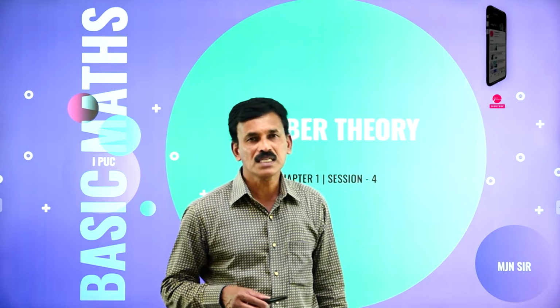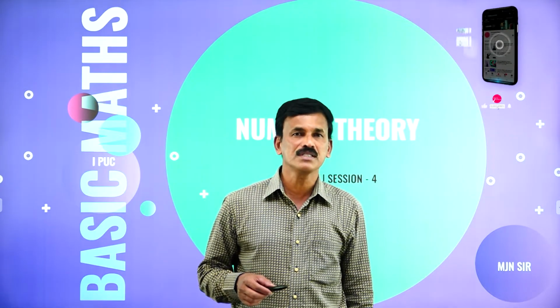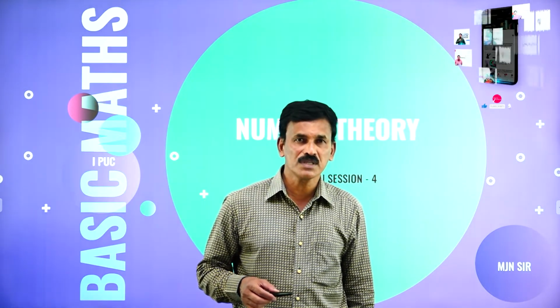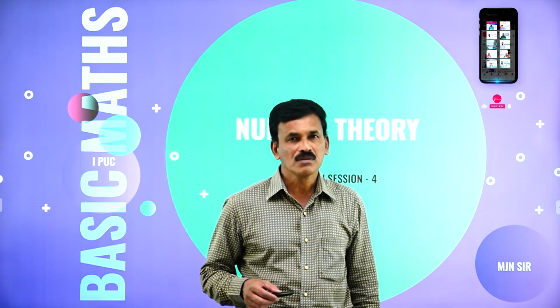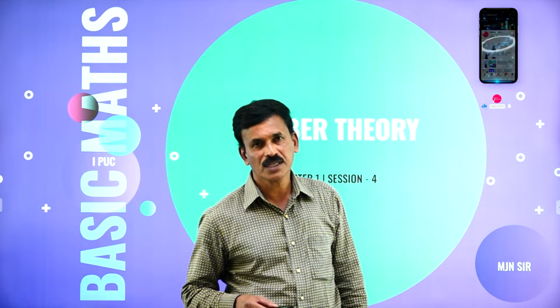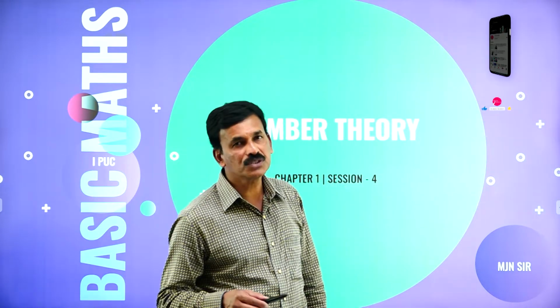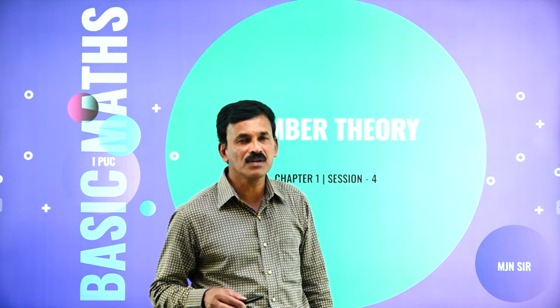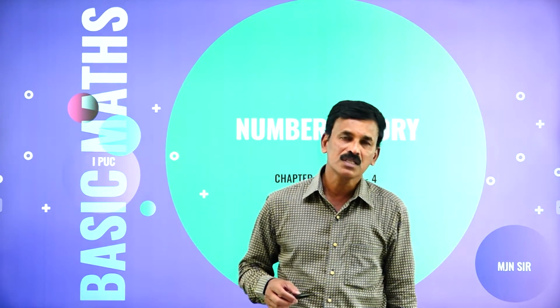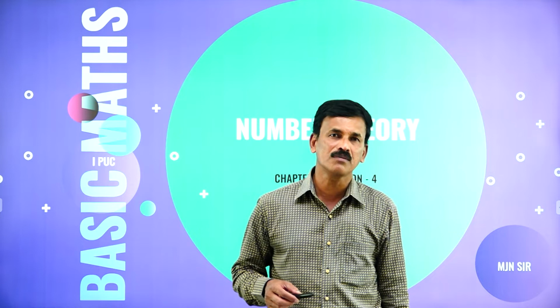In my previous class, we discussed how to find the HCF, that is the greatest common divisor, GCD, of numbers using the factorization method. Now in this session, I am going to show how to find the GCD, greatest common divisor, using the division method. That is called the division algorithm.